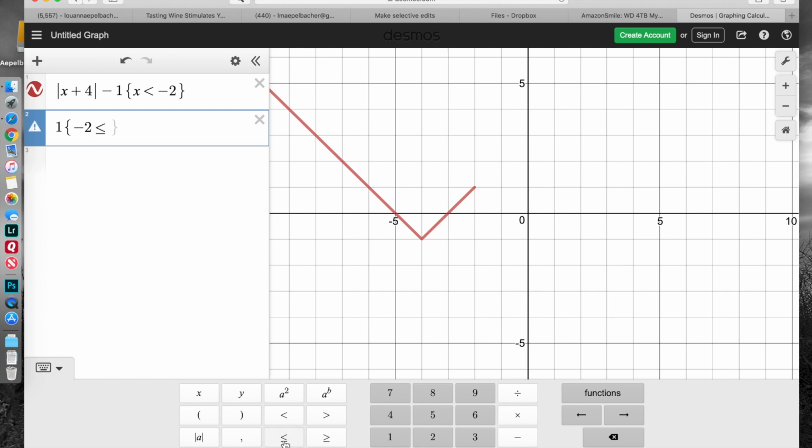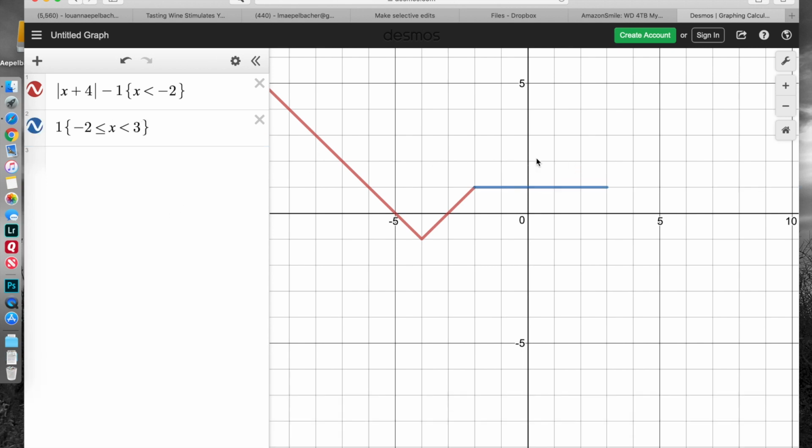Oh, and another thing about Desmos, if you wanted to type less than or equal to without using the keys down here, if you just on your keyboard type the less than sign and then type the equal sign, it changes the less than to less than or equal to. So -2 is less than or equal to x is just less than 3, and that gives you your horizontal line here. And notice that the horizontal line is defined at -2, 1, and that happens to overlap with the absolute value piece of this graph.